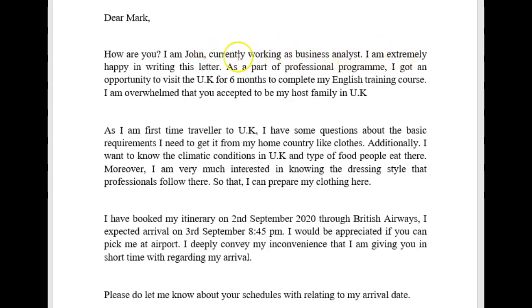I am extremely happy writing this letter since, as a part of my professional program, I now have an opportunity to visit the UK for 6 months to complete my English training course. This is a little awkward. I'm overwhelmed that you accepted to be my host family. It's a little awkward. Why don't we change it? I would like to thank you for offering to be my host family while in the UK. Okay?